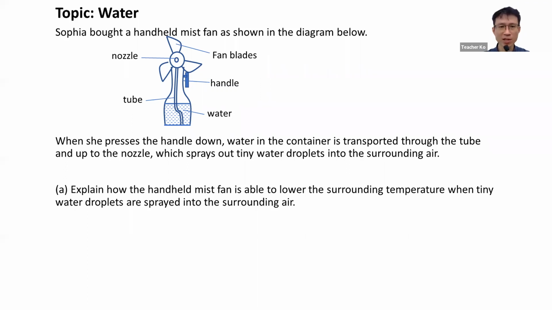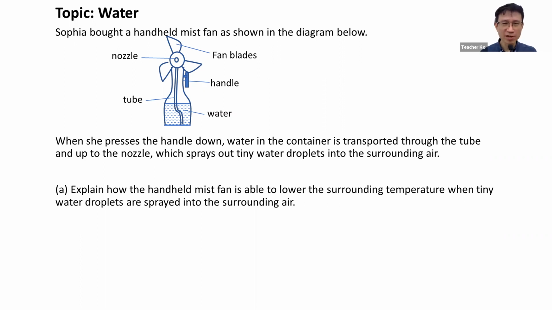Now, this kind of fan is found every time we go to the theme parks. They do sell this kind of mist fan, right? It is by just basically spraying water around you and you feel so cooling. But how does it work? You just spray water. How does water cool down the surrounding air?